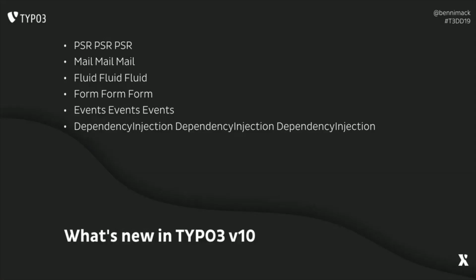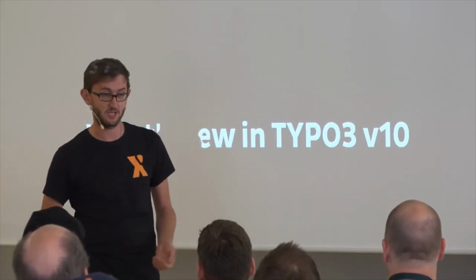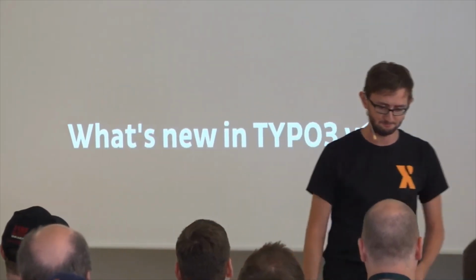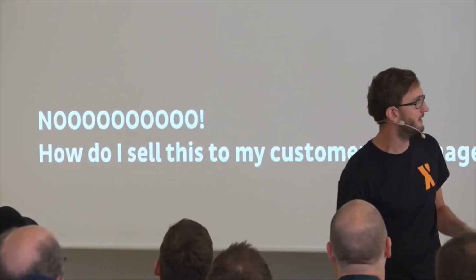It's the same slide as last year. Actually, it's a lot about PSRs, standards, and so on. We have new mail APIs, a lot of cool things about Fluid. We have form improvements and events instead of hooks. And there are also going to be 2 sessions at the developer days about this. And we have dependency injection. If you love that, version 10 is for you. That's it.